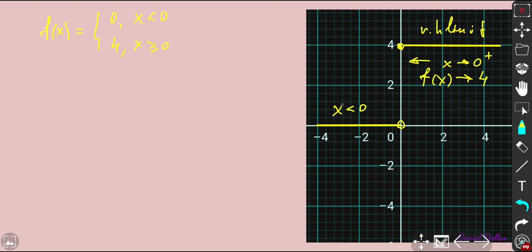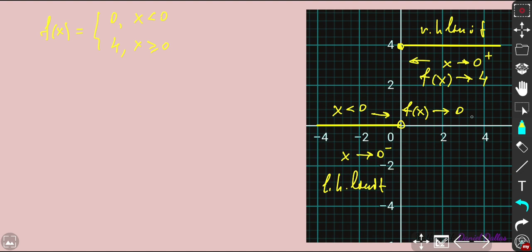While if we explore the left-hand limit, if x tends to 0 from the left-hand side, that's why we denote a minus on top as an index, our function value will tend to 0, so that means f(x) tends to 0. Because the one-sided limits are different, in this case there is no single value for the limit, and that means the limit doesn't exist.